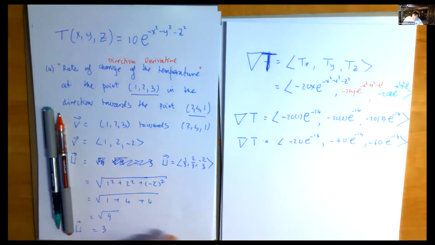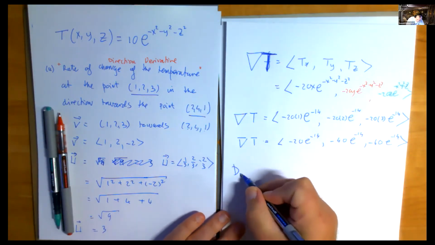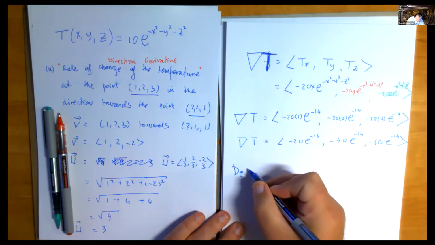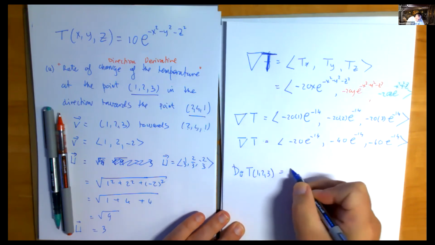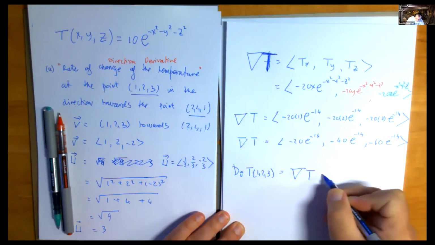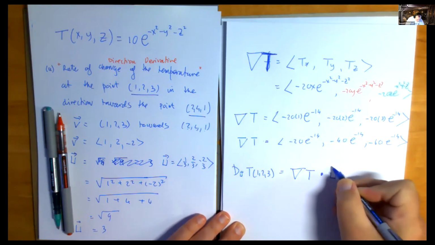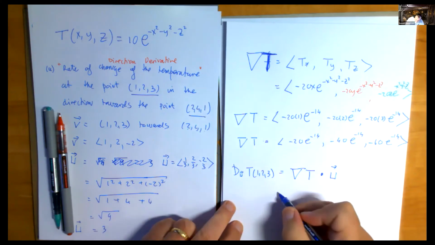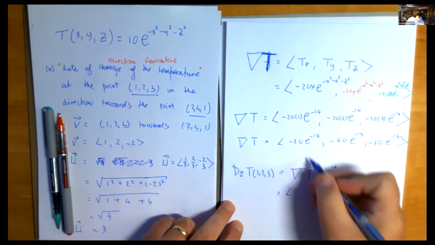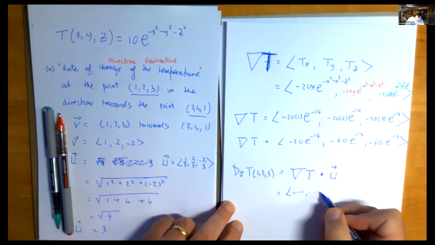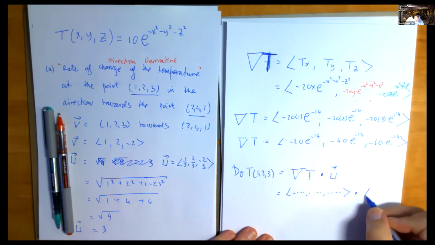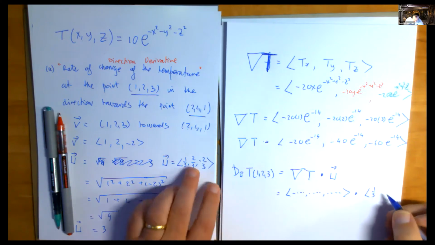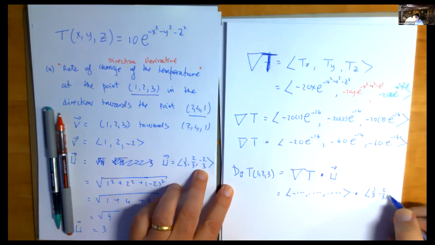But we got it. Okay, so the directional derivative of this particular function at the point 1, 2, 3 is going to be the dot product of the gradient vector with u. So I'm just going to call this guy dot, dot, dot, because I don't want to have to write this again, with a 1/3, a 2/3, and a negative 2/3.